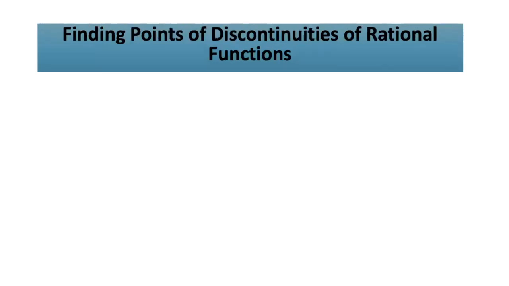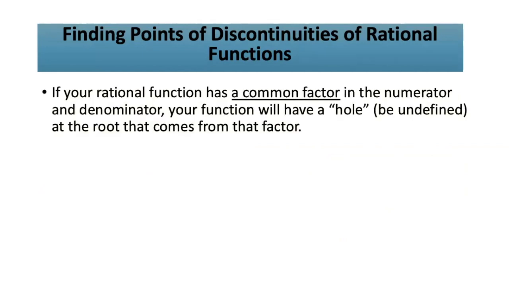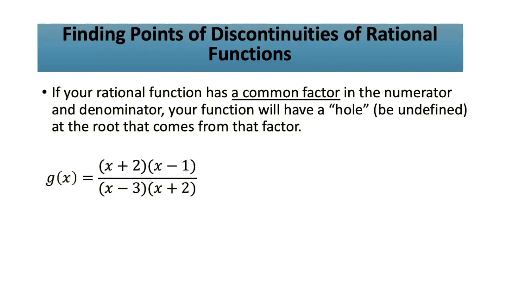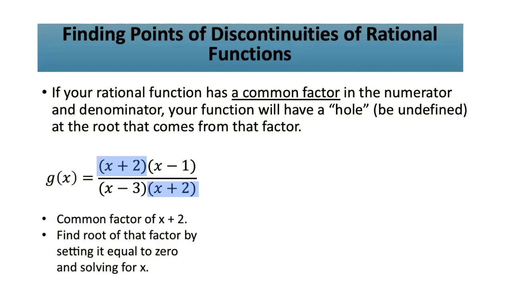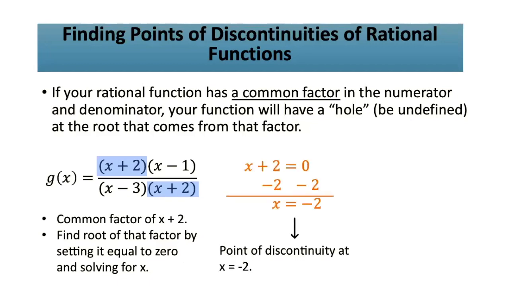And the last part of working with rational functions is being able to find their points of discontinuity. If your rational function has a common factor in the numerator and denominator, your function will have a hole, or in other words, be undefined, at the root that comes from that factor. Here's an example. You can see in g of x, I have a common factor in my numerator and denominator of x plus 2. This is going to result in there being a hole in the graph at the root from this factor. So take the factor, set it equal to 0, and solve for x. This tells me that at x equals -2, I'm going to have a point of discontinuity.